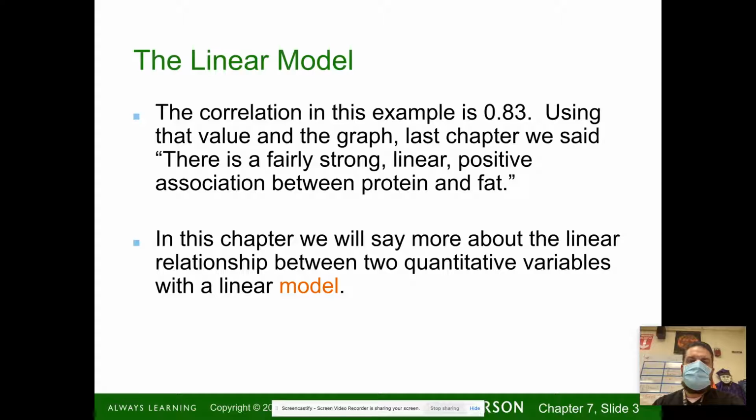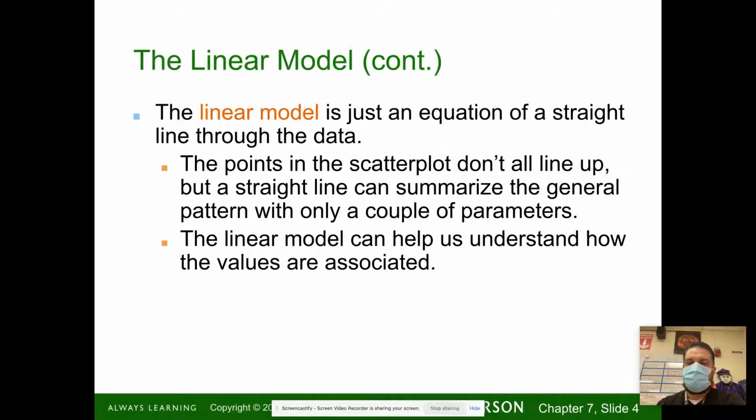Using the value and the graph last chapter, we said there is a fairly strong linear positive association between the fat and the protein. In this chapter, we'll say more about the linear relationship between the two quantitative variables with a linear model. Now whenever I say model, we're really saying equation. A model is an equation that we use to make predictions about behaviors between two variables. So the linear model is just an equation of a straight line that goes through the data.